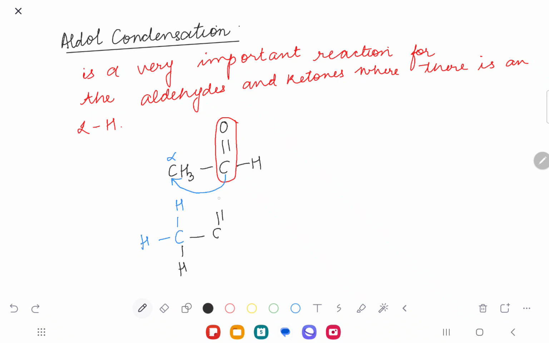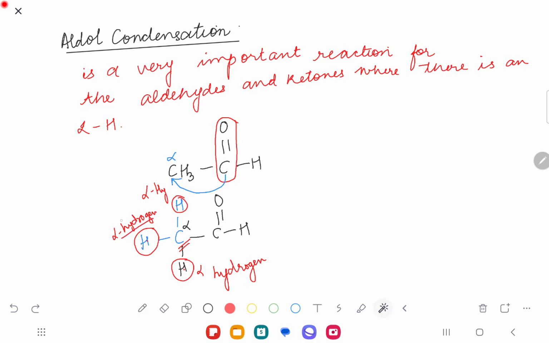So what do you understand from this alpha carbon? This alpha carbon has a few hydrogens connected with it. These hydrogens connected to the alpha carbon are called alpha hydrogens. You understand? So this is an alpha hydrogen.